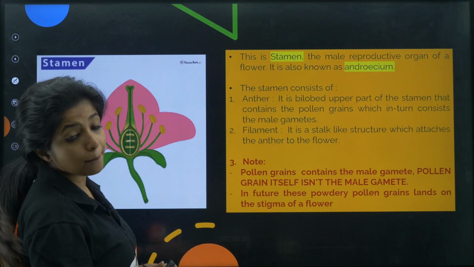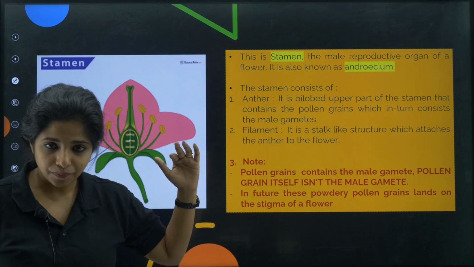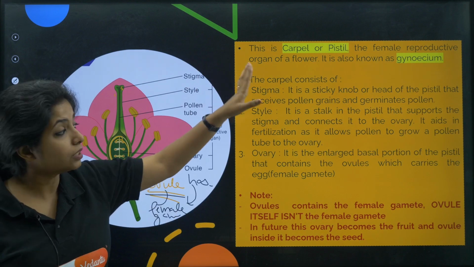Now, talking about the male part, it is known as the stamen. So, this is known as the pistil, or it is known as the gynoecium.